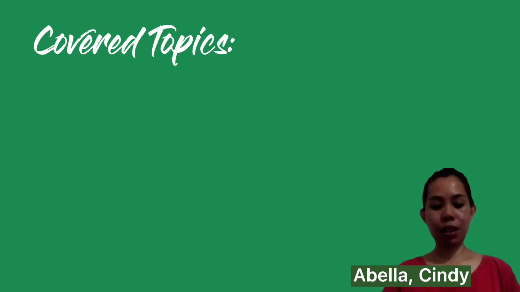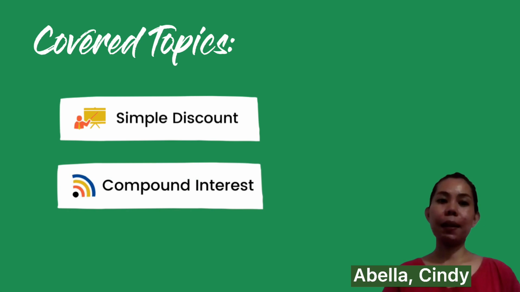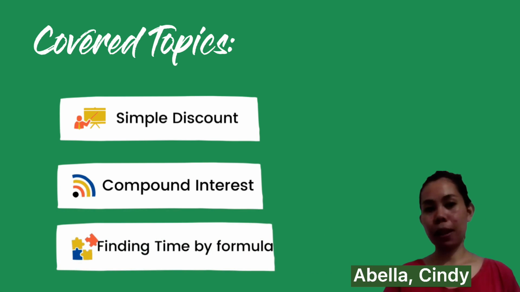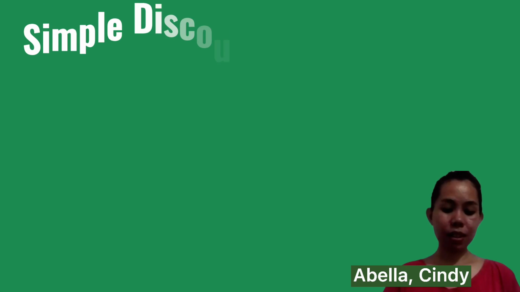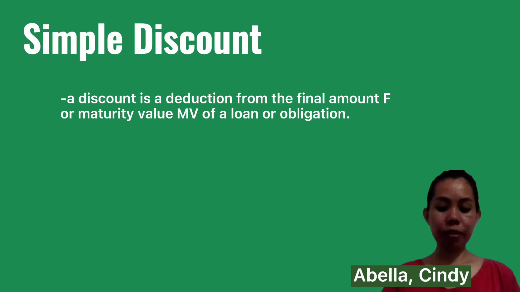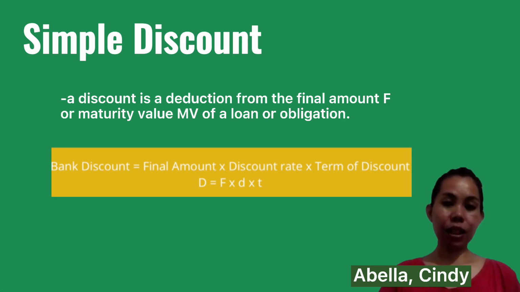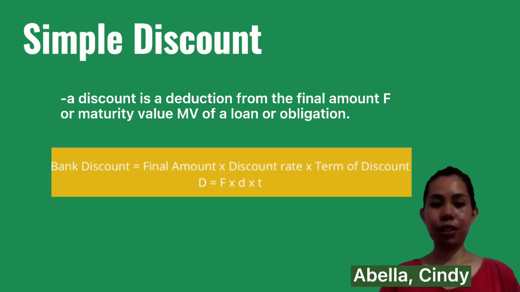So the covered topics would be simple discount, compound interest, and last is finding time by formula. So let's try to recap first what this means. For a discount, a discount is a deduction from the final amount or maturity value of a loan or obligation. So here's the formula for a simple discount. Bank discount equals final amount times discount rate times term of discount.